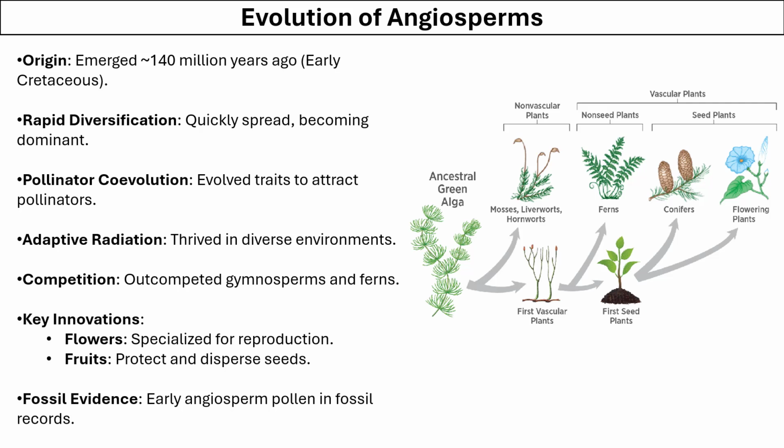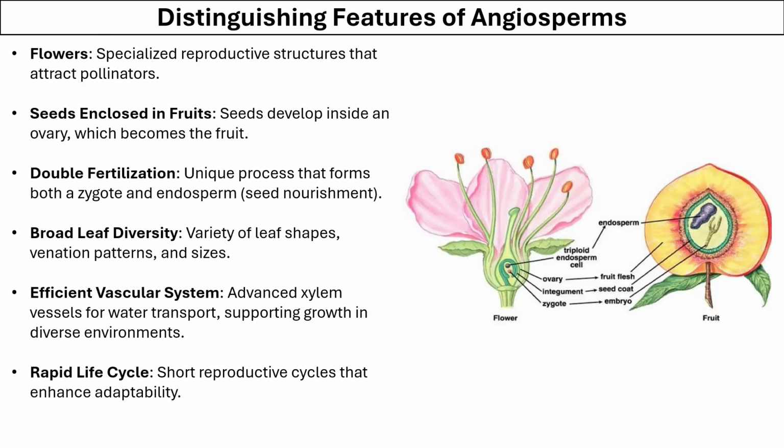They can thrive in diverse environmental conditions. They have been able to outcompete gymnosperms and ferns. Their characteristic features are the presence of flowers and fruits, and there are several evidences of angiosperms found in the form of fossils. The distinguishing features of angiosperms include the presence of flowers. These flowers are specialized reproductive structures which attract pollinators such as insects.